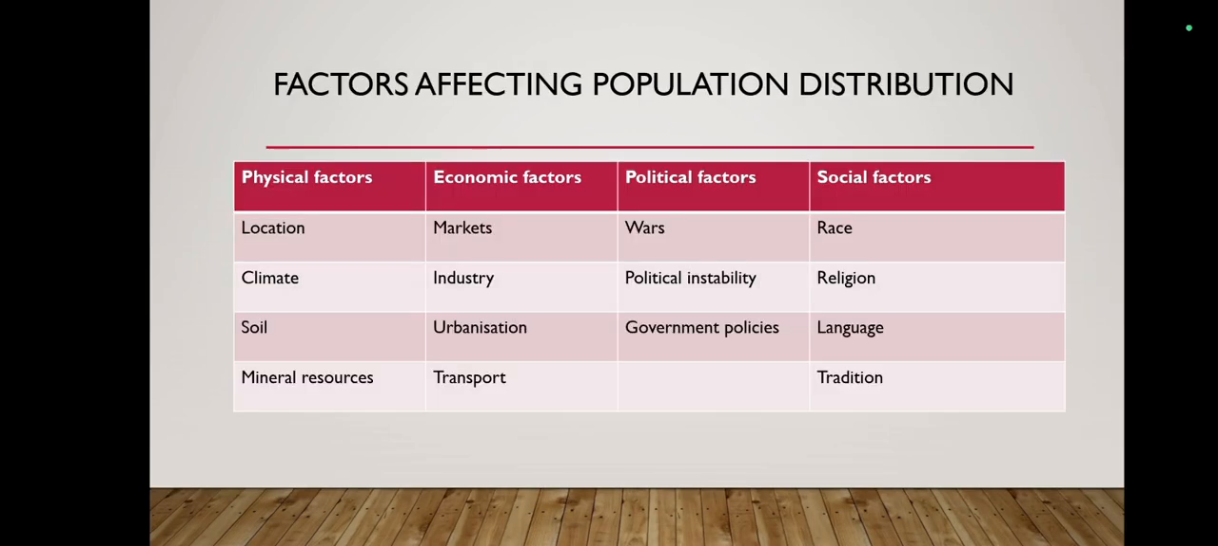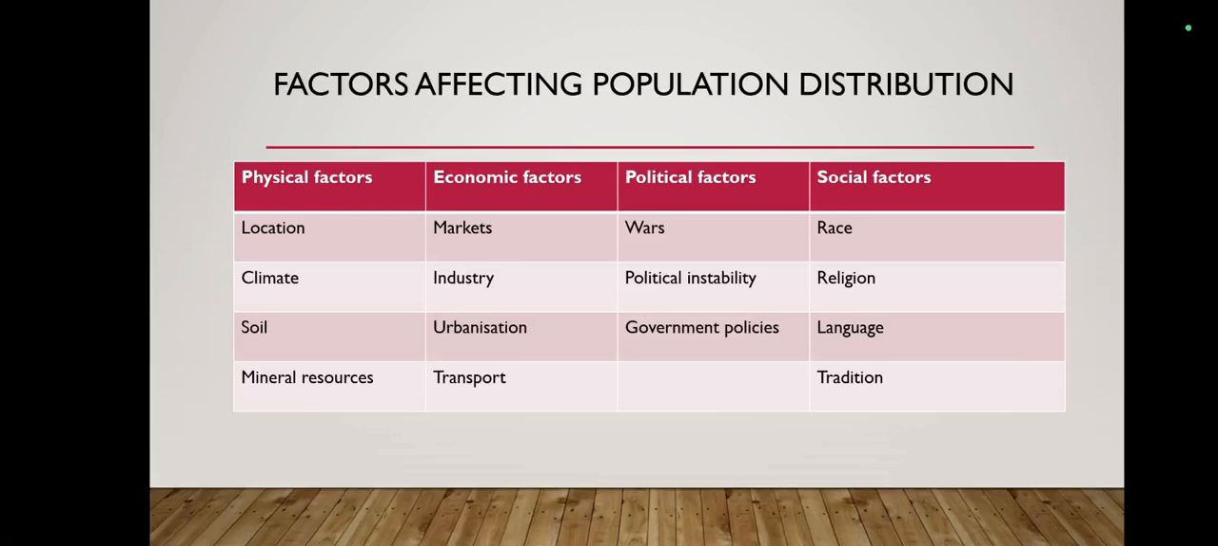Now, factors affecting population distribution. There can be many factors affecting population distribution. These are divided into 4 types. First is physical factors, economic factors, political factors, and social factors. Let's see them one by one.